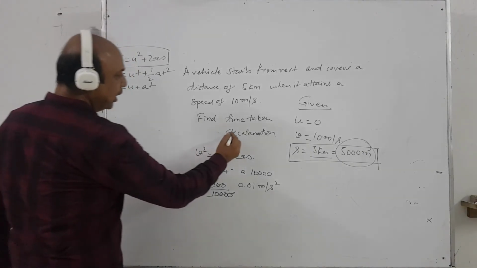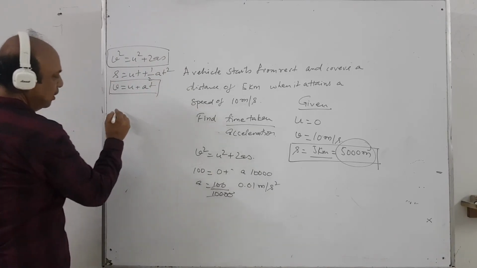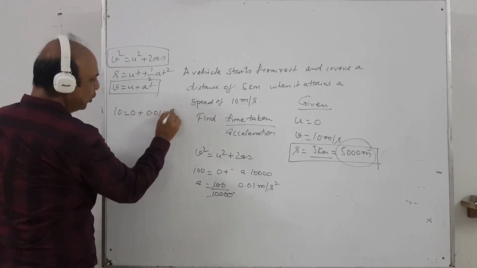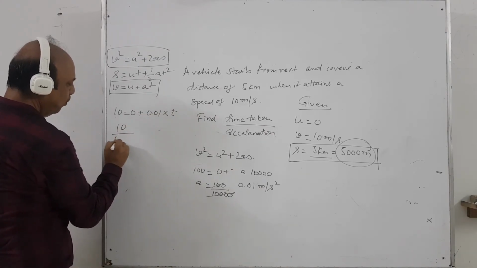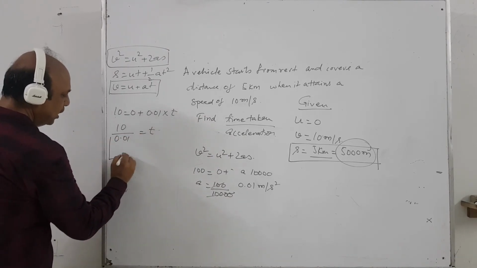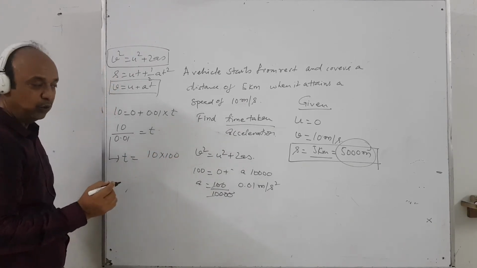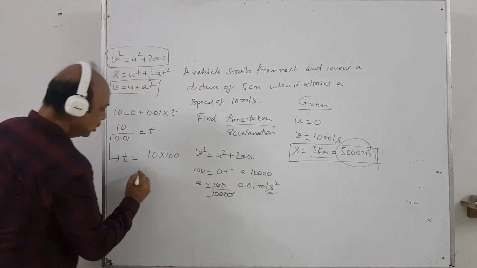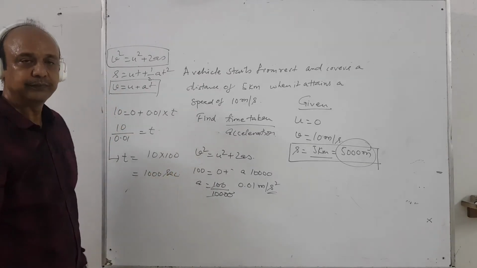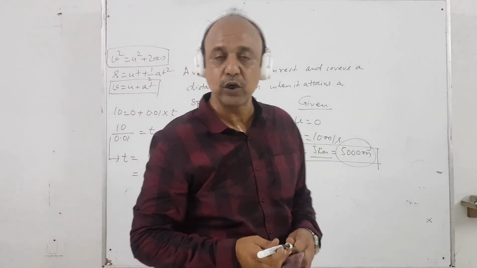Right? Now we have to calculate time. We can use the first equation, V is equal to U plus AT. V is 10, U is 0, 0.01 into T, or 10 upon 0.01 is equal to T. So that gives me T is equal to 10 into 100. Now what will be the unit? We are talking in terms of seconds. So 10 into 100, that is 1000 seconds. So that is how we have to solve these questions.